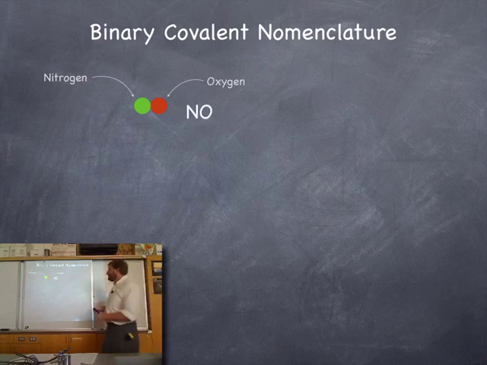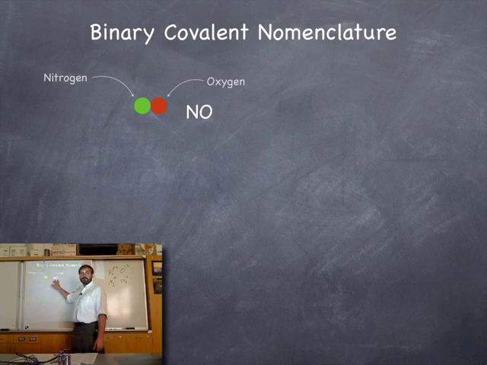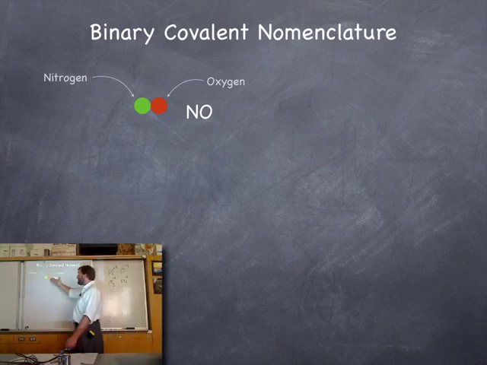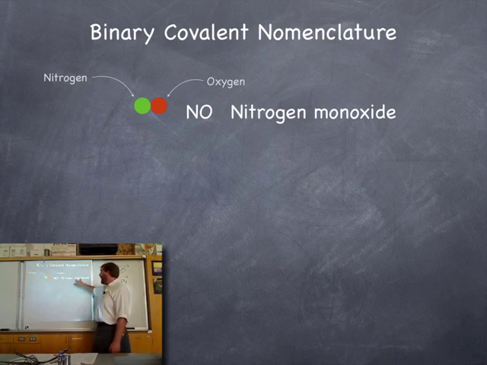So, NO, right? 1 nitrogen, 1 oxygen. But you know what? There are lots of different types of nitrogen-oxygen compounds with lots of different ratios of nitrogen and oxygen. For covalent bonding, because there's no charges, this compound doesn't have any charges. The nitrogen is neutral, the oxygen is neutral. We have to explicitly say what the ratio is. So to name this, we say nitrogen monoxide. And the mon means 1 oxygen.